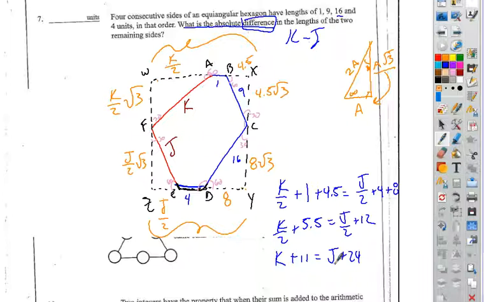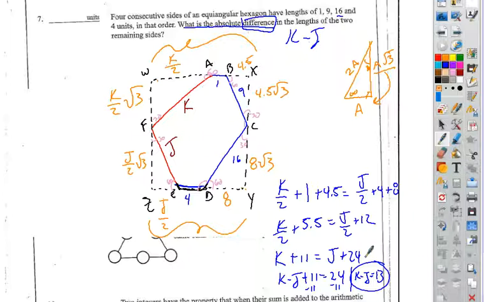You know what? I can. So let's subtract j from both sides. So I get k minus j plus 11 is equal to 24. Subtract 11, and I get k minus j is equal to 13. And there's my answer.